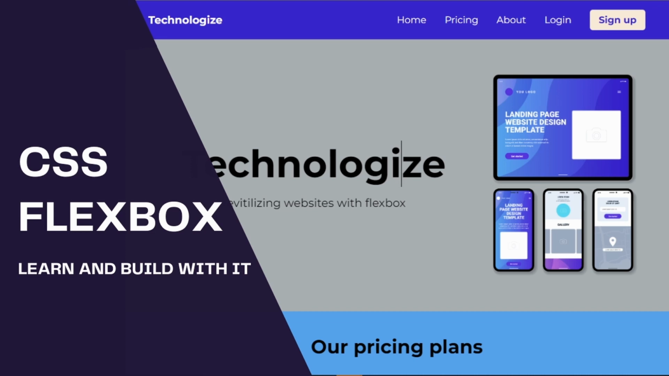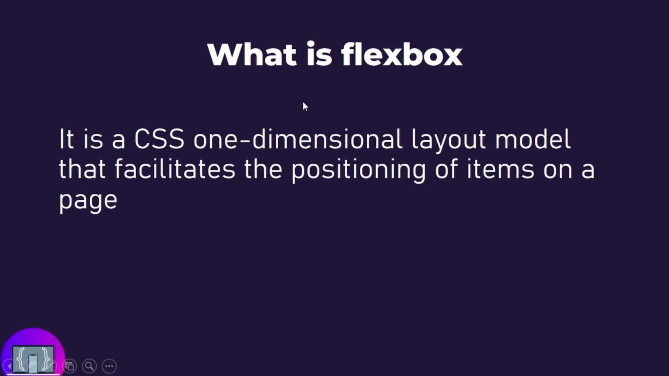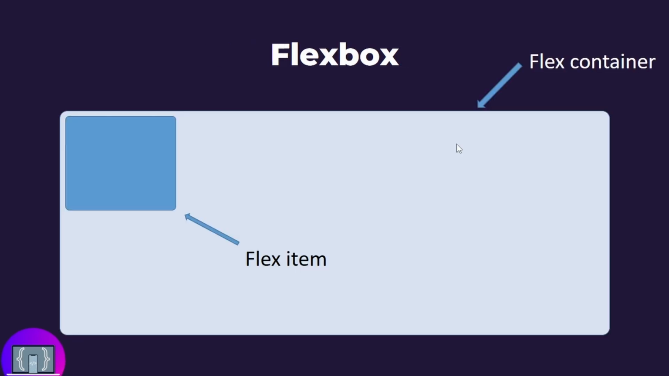So let's quickly go over some slides before I get into code, so that I'm going to be explaining Flexbox. So what is CSS Flexbox? CSS Flexbox is a one-dimensional layout model that facilitates the positioning of items on the page. So we are going to see that with Flexbox, it's easy to position items either horizontally or vertically on the page. So the general idea behind using Flexbox is very simple.